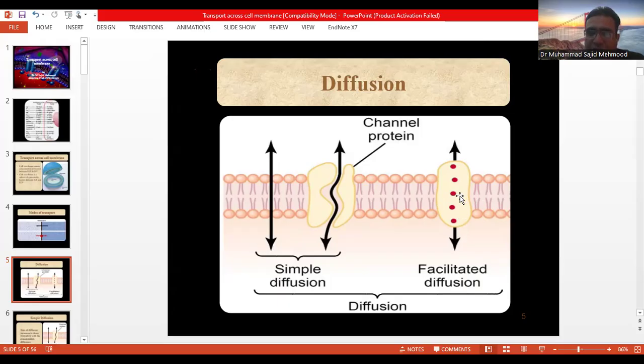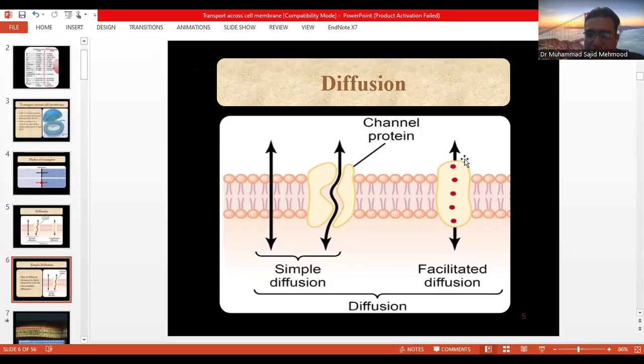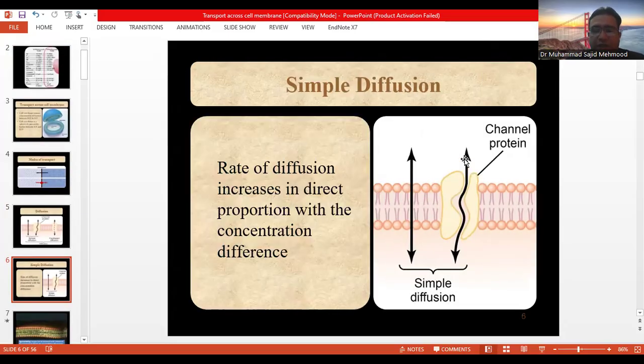This facilitated diffusion can also be gated, meaning there are some specific gates which, when open, allow the movement of ions from higher concentration to lower concentration, or it can also be voltage operated. Now, the rate of diffusion increases in direct proportion to the concentration difference between the extracellular fluid and the intracellular fluid. The greater the difference between extracellular and intracellular fluid, the greater the rate of diffusion.